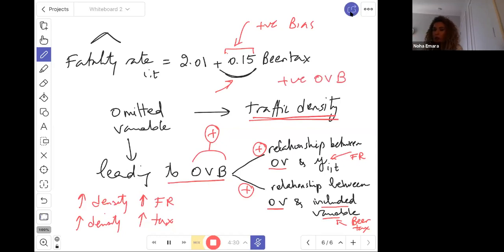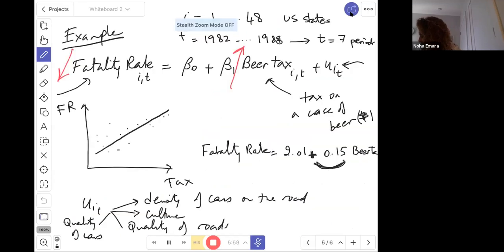And that's why the coefficient of beer tax is not equal to the actual population coefficient. You can also think about another factor that is omitted. So I told you here that we can have the density, so we discussed this one. You can think about other factors, right? How could they be related to the fatality rate, and how can they contribute to the fatality rate or contribute to the bias?